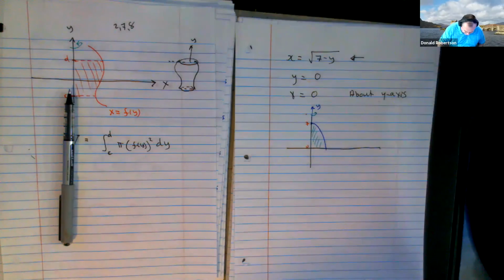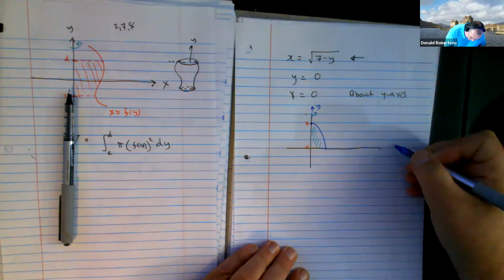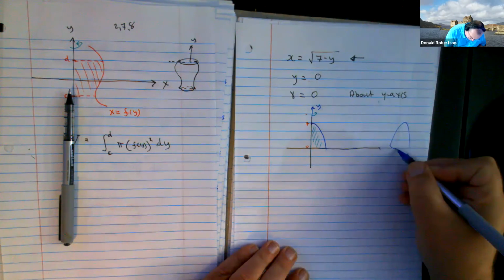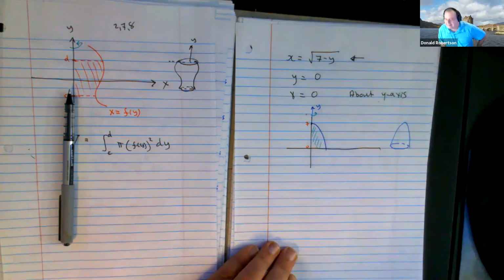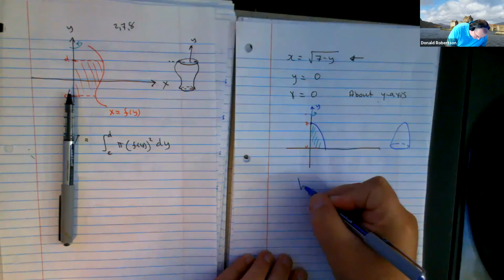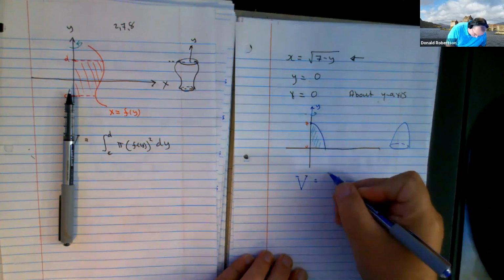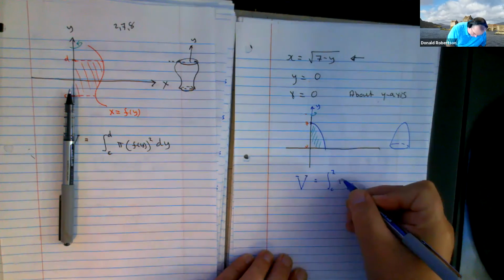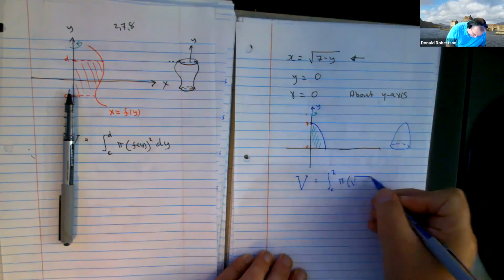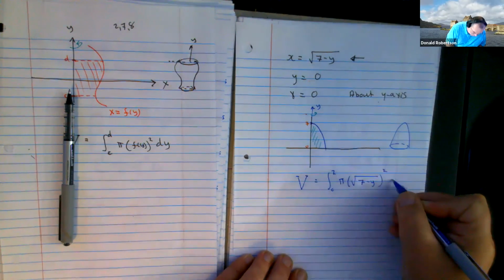Now, if you did rotate that about the y-axis, wouldn't it be a pretty boring shape that looks like that? Looks like an acorn or a bullet. How about a bullet? Looks a bit like a bullet. Right, set up the integration. 0 to 7, pi the square root of 7 take away y all squared dy.